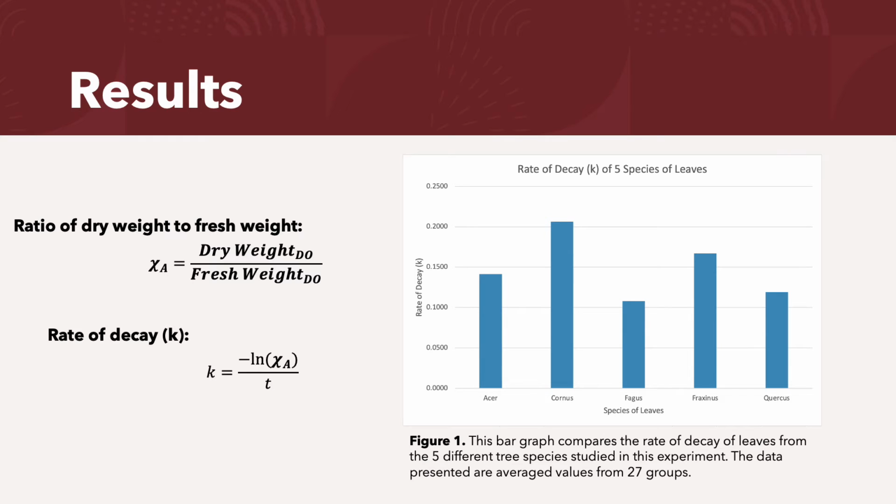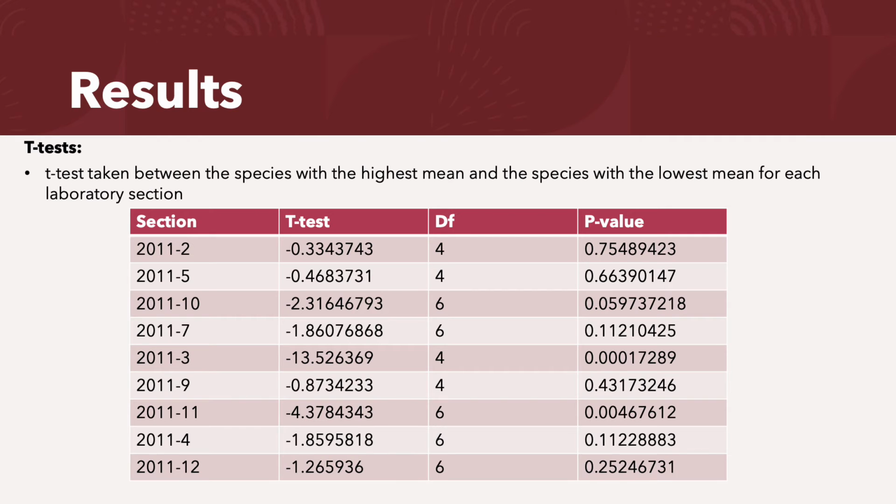As shown in the graph, the Cornus species on average had the highest decomposition rate, and the Fagus species on average had the lowest decomposition rate. Using Excel software, multiple t-tests were taken between the species with the highest mean and the species with the lowest mean for each laboratory section. The t-statistic, degrees of freedom, and p-value from the t-tests are depicted in Table 1.